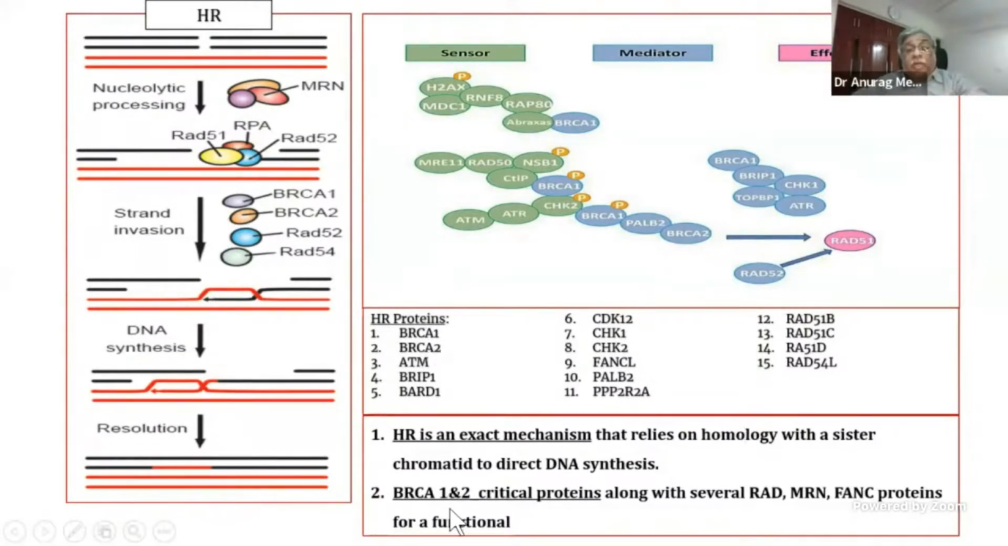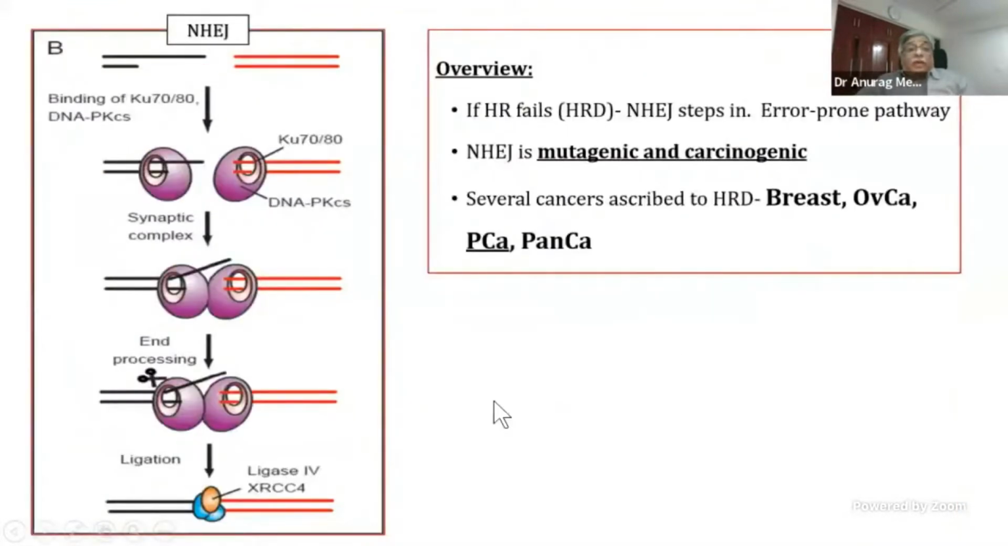Of them, BRCA1 and BRCA2 are the most crucial proteins, apart from several other proteins like BRIP1, BARD1, ATM, CDK12, CHEK1, 2, etc. For whatever reason, if this pathway is not functional, if this pathway is ineffective, then we have what we call homologous recombination deficiency. Then the repairs occur through what is known as non-homologous end joining.